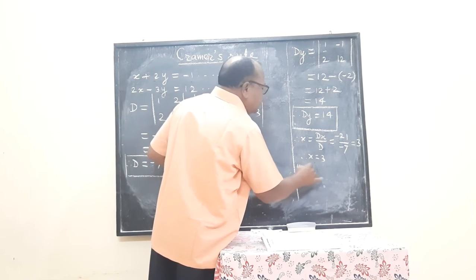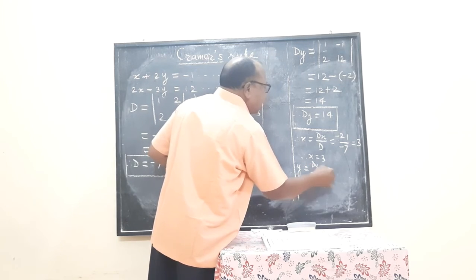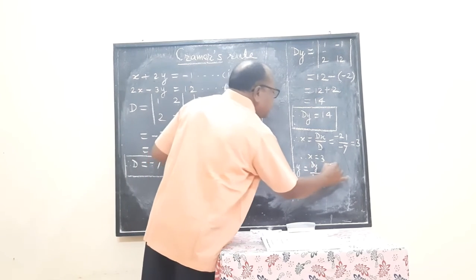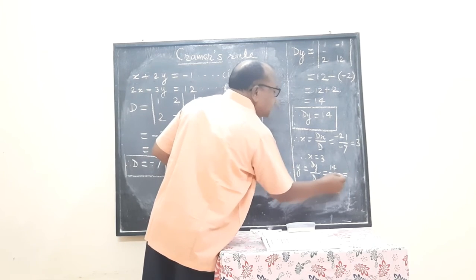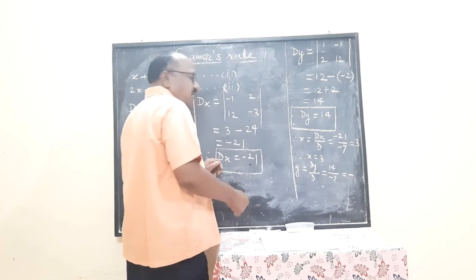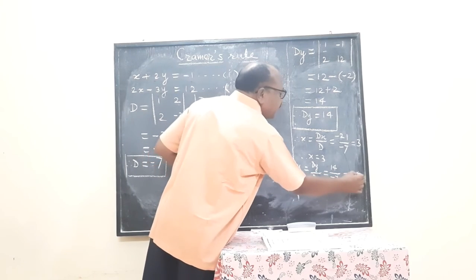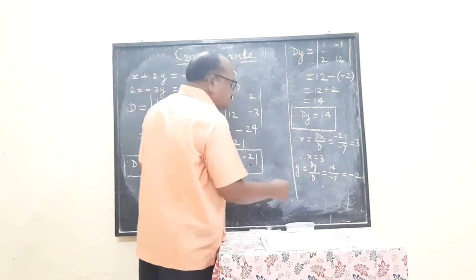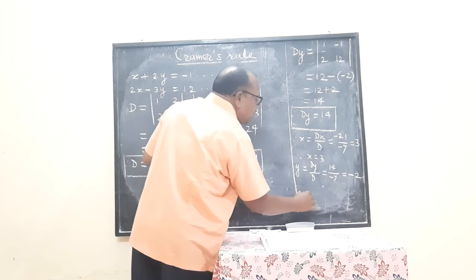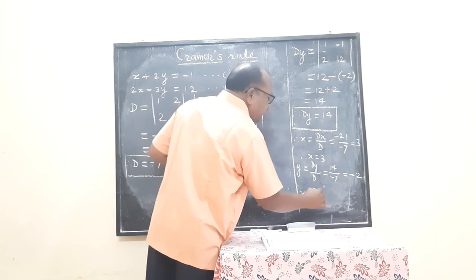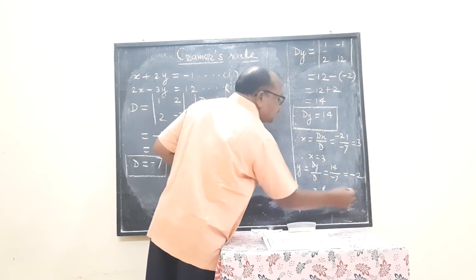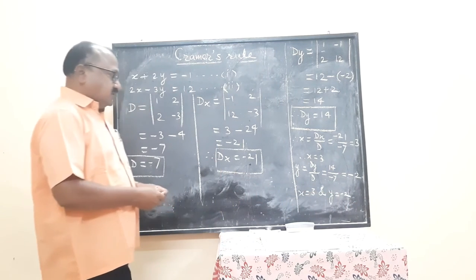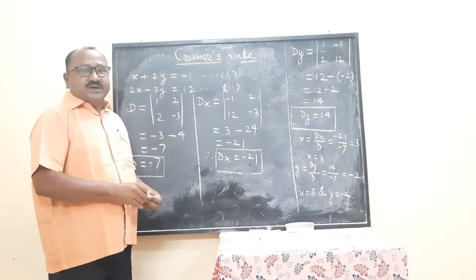Now y equals Dy upon D. That is equal to 14 upon -7. So this negative sign goes to the numerator. 7 ones are 7, 7 twos are 14. So -2. In this way, x equals 3 and y equals -2 is the solution of the given simultaneous equations.